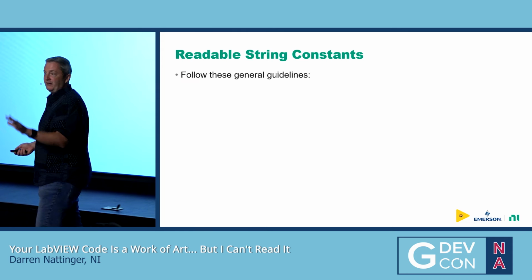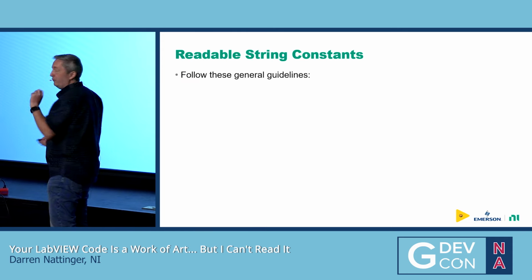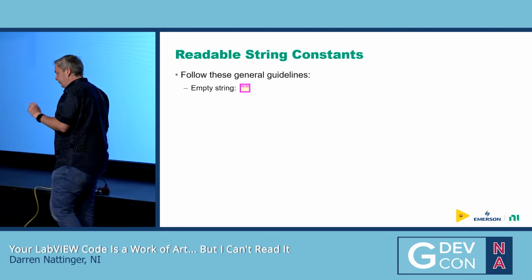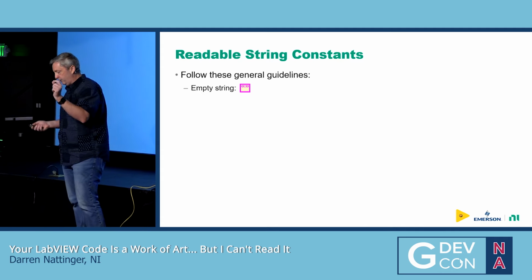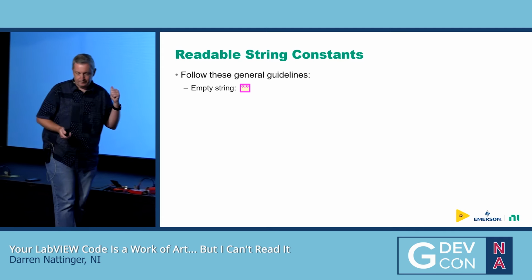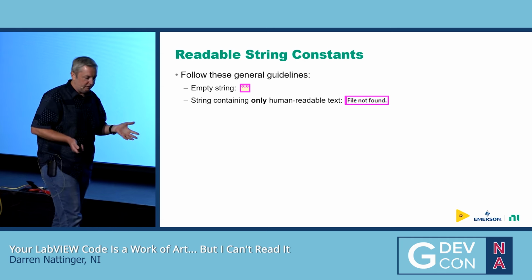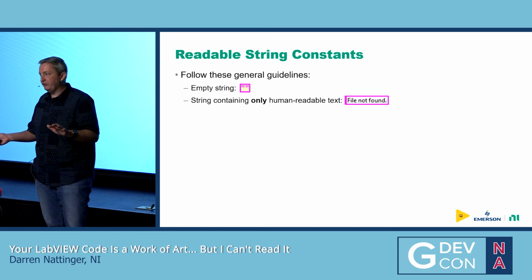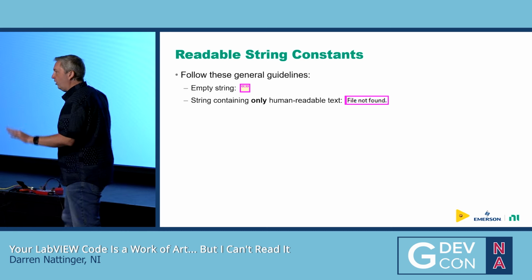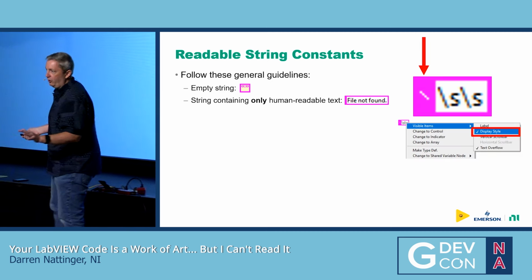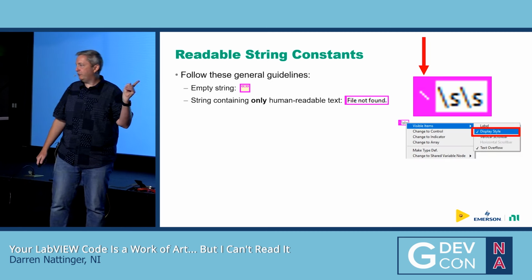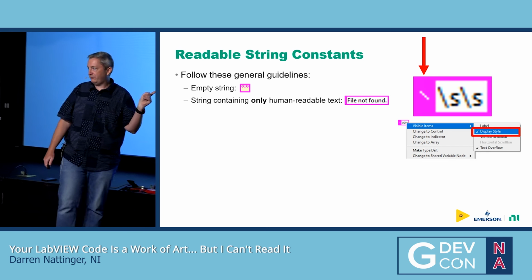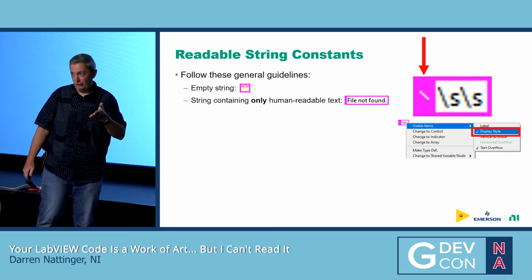So I have some general guidelines for you for how to have readable string constants in your code. The first is, if you have an empty string, please use the empty string constant, the fixed constant. Always use that thing. If you have a string constant with human readable text in it, it's okay to leave alone. Type the human readable text in it, you're good to go. For all other string constants in your code, I want you to show visible items display style, and I want you to set it to the one that makes the most sense. Okay, and that's usually slash codes.